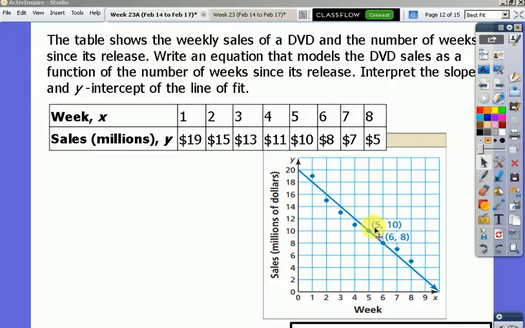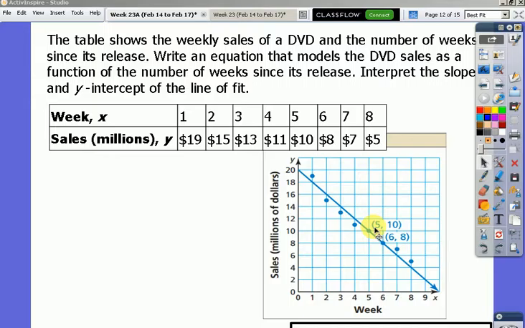What kind of correlation is that, by the way? That's negative. How do you know? It's going down. So what is this graph telling you? As the number of weeks pass by, the sales of the DVD go down, which makes sense.